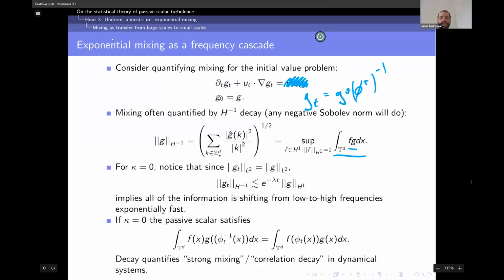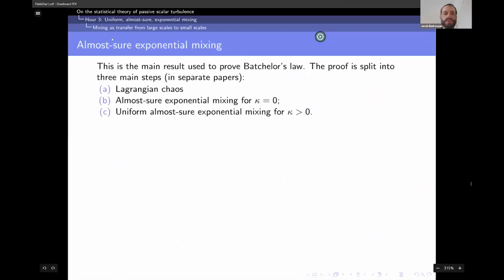If you look at the integral of f against g_t, then by incompressibility, that's the same thing as f composed with phi_t times g. And if this decays exponentially, so we want to prove something like this, where we have H1 norms for both of these test functions, this is exactly the notion of strong mixing or strong correlation decay in dynamical systems. And so that notion of mixing is actually the same as this notion of mixing. This duality characterization is going to be how we prove it. Well, sometimes we use both, but mostly we use that.